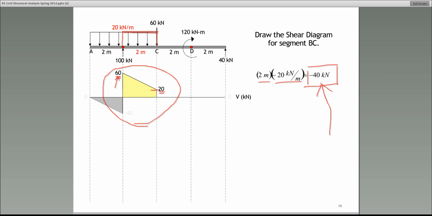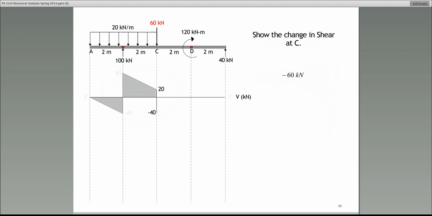Now, what happens at point C? Please pay attention. There is a concentrated load of 60 kilonewton. Because of the graph here, that's easy to miss. My recommendation is don't miss it. The net change in shear would be 60 kilonewtons in the negative direction because it is acting in the negative direction. So if you start at positive 20, the change is 60 in the negative direction. Where do you end up? At negative 40.